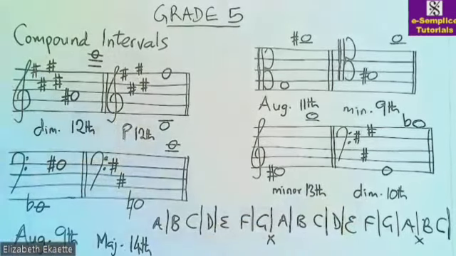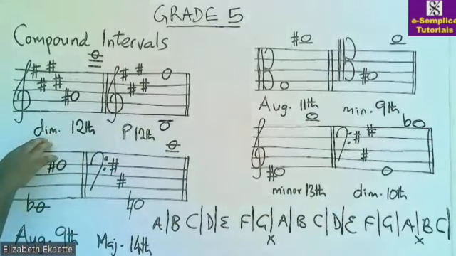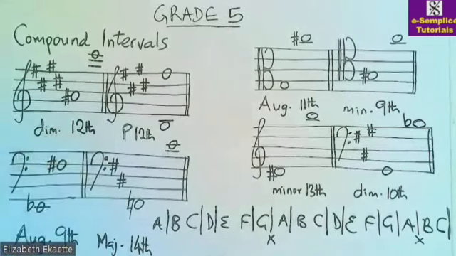So that any one you write in the exam, whether you write diminished 12th or you write compound diminished 5th, both answers are correct. So if you run into intervals in your grade 5 exam, this is how to go about it.